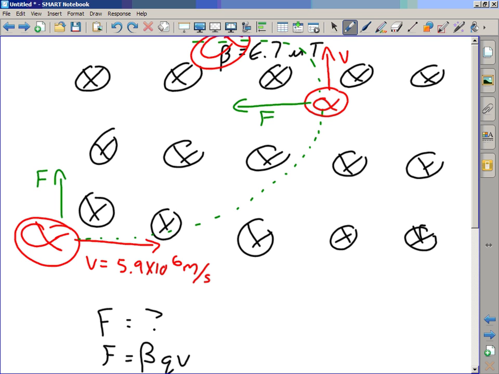Alpha particle, I apologize for my poor drawings. Same velocity going now to the left. Left-hand rule, which way is the particle going to go? Well, velocity is going like that, in, force is coming down. So path is going to be back around. You see what's happening here?